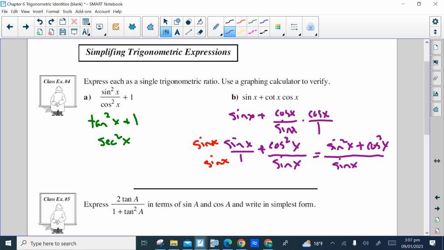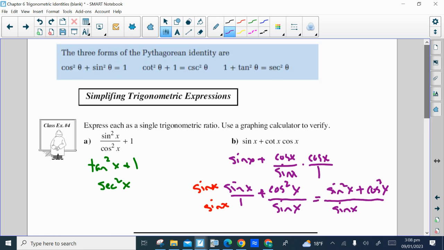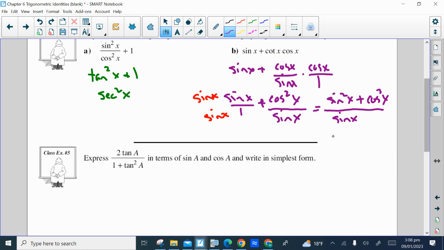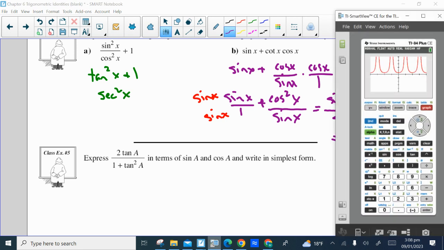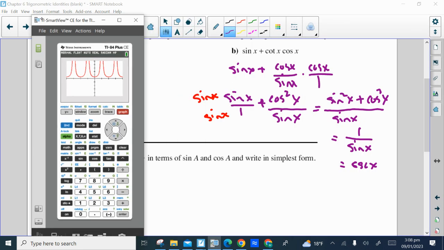And what does sine squared x plus cos squared x equal? 1, that's right. From the Pythagorean identity above. Cos squared theta plus sine squared theta equals 1. So sine squared x plus cos squared x equals 1. So this becomes 1 over sine x, which we could also write as cosecant x. But if we're going to check it in our calculator, we have to use 1 over sine x. So let's do that. Let's check it in our calculator.